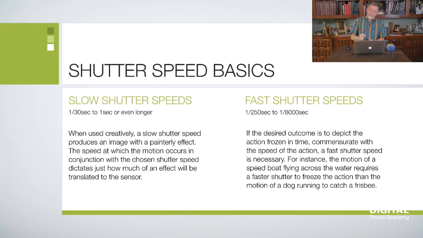If the desired outcome is to freeze the action, a high shutter speed is better. For instance, the motion of a speedboat flying across the water, a football player jumping for a catch, or anything like that, motion of a dog or somebody throwing a frisbee, any of those things are typically going to be photographed with a higher shutter speed so you can stop the gesture or stop the moment.